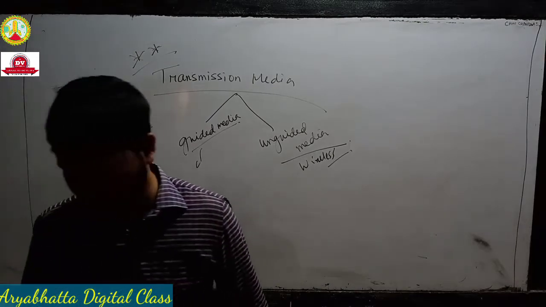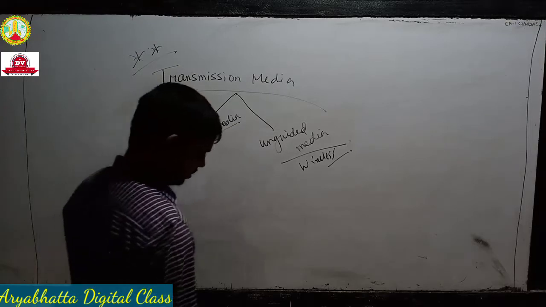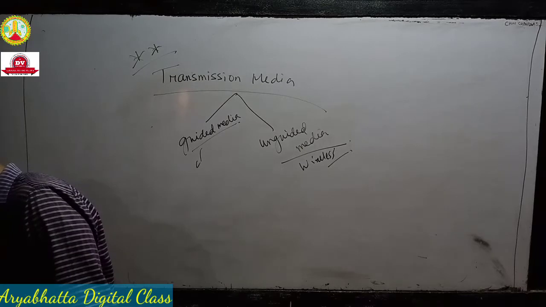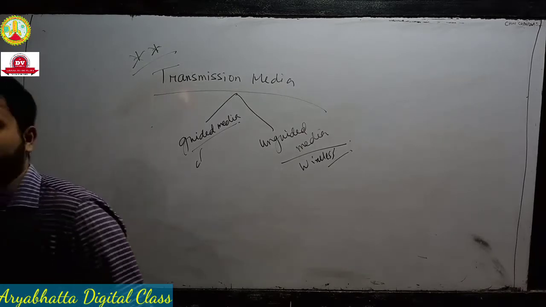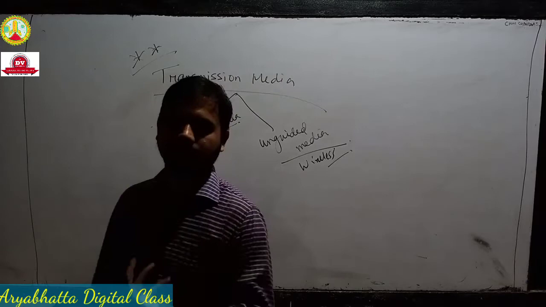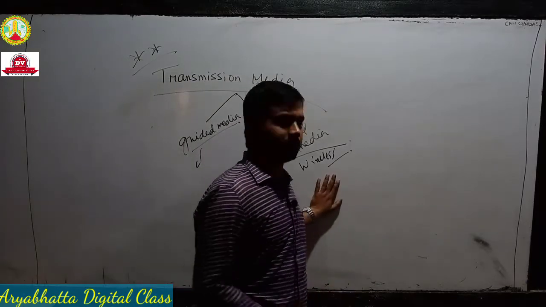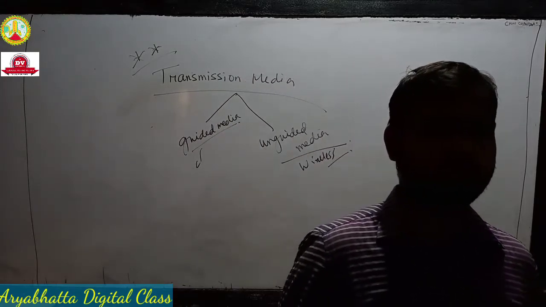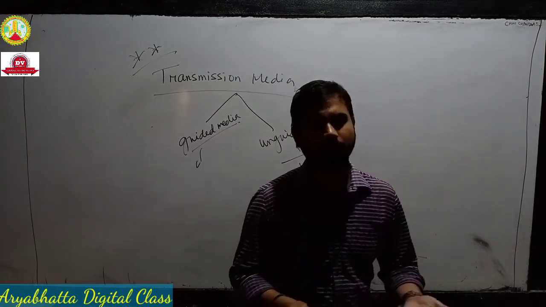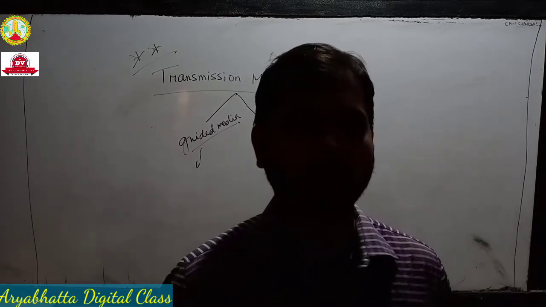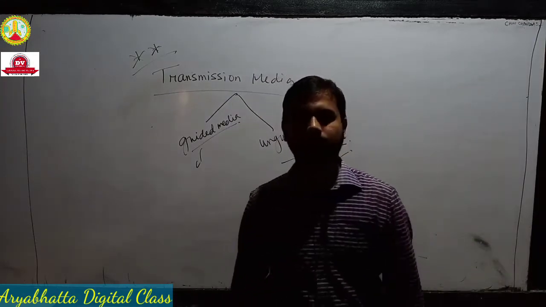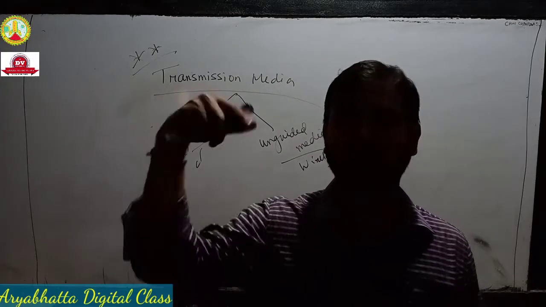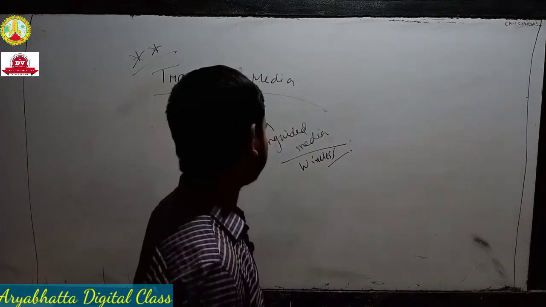Guided media means wired: coaxial cable, twisted pair cable, or optical fiber. Optical fiber means high speed, you know. And unguided is wireless, radio waves. Wireless means what? We know satellite signals, our phone's wireless network, internet, 4G. That is wireless, satellite. Okay, that is unguided media.